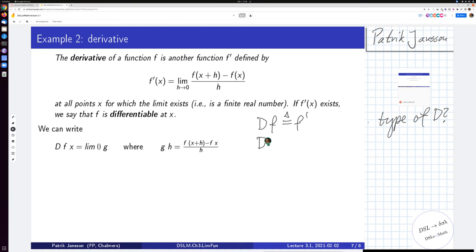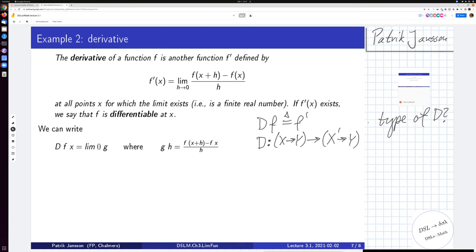Well, its first argument is a function. So if we have the same typing of functions as before, it's x to y. And then it should return the derivative, which is also a function. And here I will actually write x prime to y. Note, this is not the same prime. This is just another name, x prime.